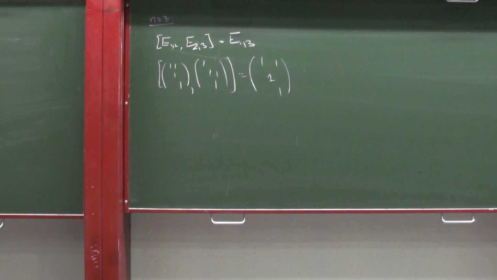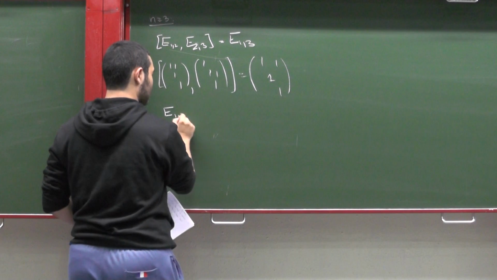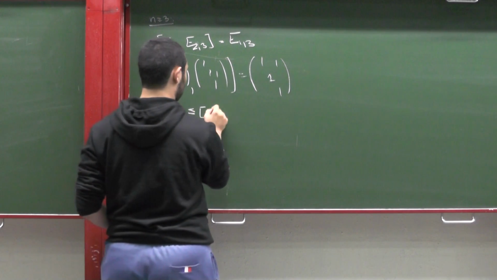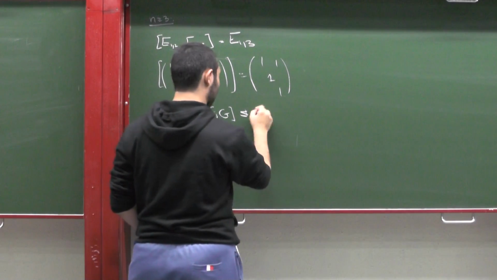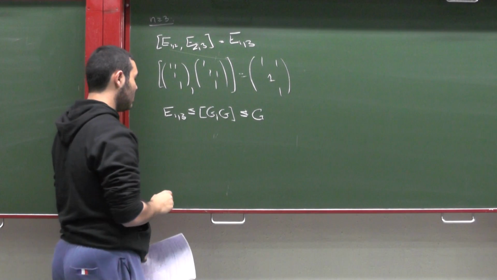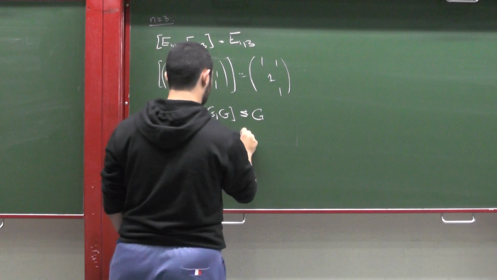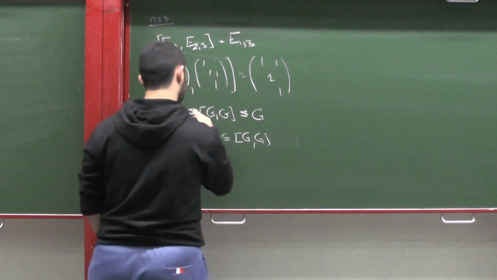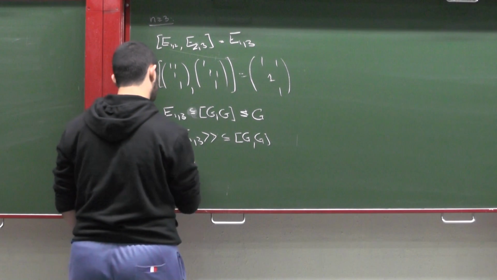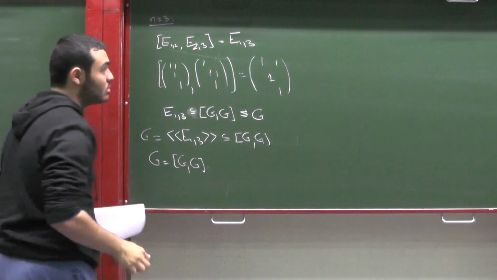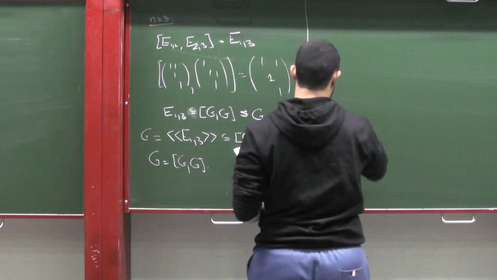Okay. So in particular, E13 is inside the commutator. But it's a normal subgroup of V, it's a characteristic group. So the normal closure of E13 is contained in it. But it's G. So G is the commutator of G itself. Okay, I can do this.